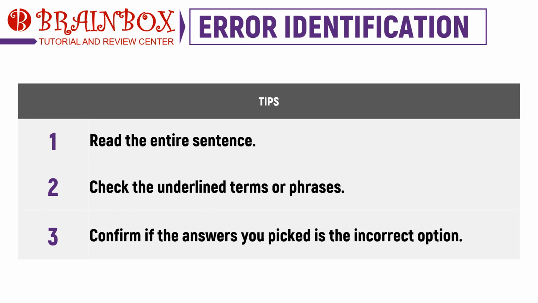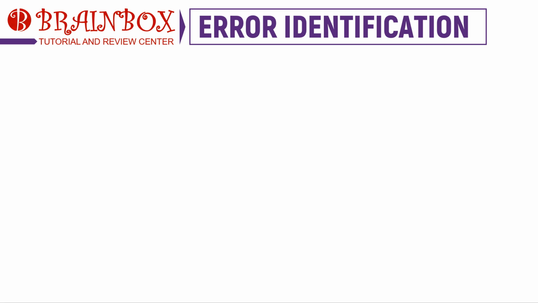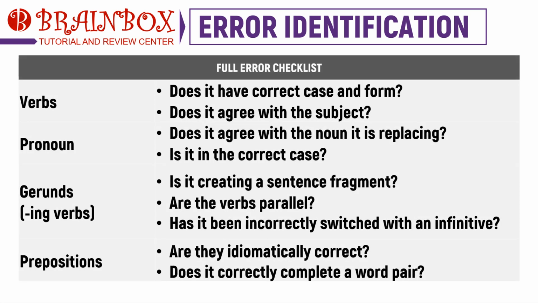Lastly, confirm if the answer you picked is the incorrect option. Just because an option sounds weird, does not mean that it is an error. It all depends on the logical construction of the sentence. Get rid of any misconceptions to achieve comprehension. The next part of this video will run you through a full error checklist presenting an outline for some questions you need to ask yourself before choosing the error in the sentence.